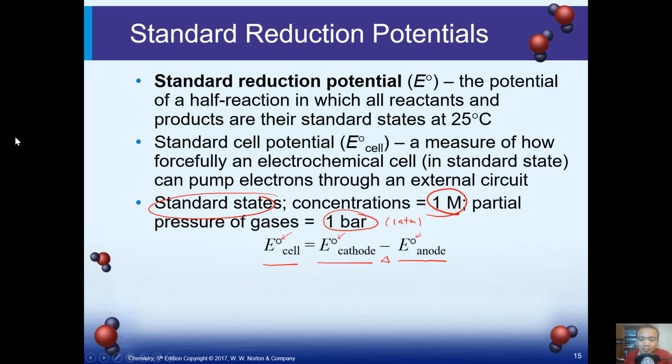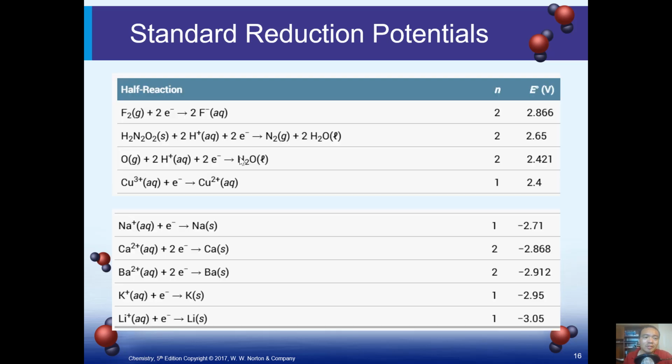Let's look at some real examples. In this table, you see a whole list of half reactions. In all these half reactions, they gain electrons, which means all these reactions you see over here are so-called reduction reactions. That's why these potentials are called reduction potentials. So on the left side of the arrow, you see the oxidants. Oxidants all sitting on the left side. On the right side of the arrow, these are reductants.